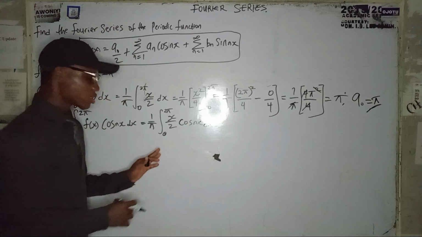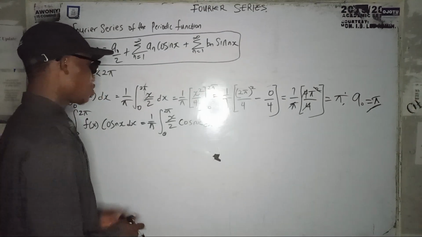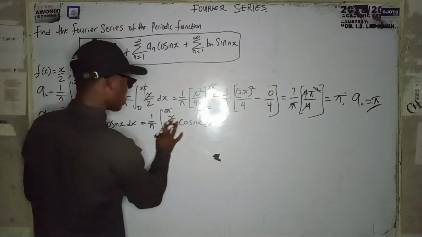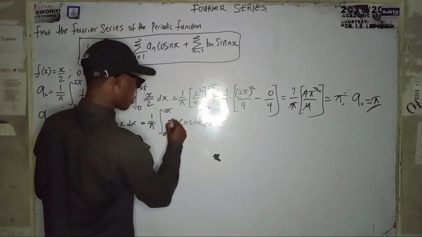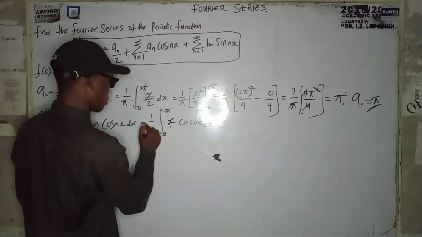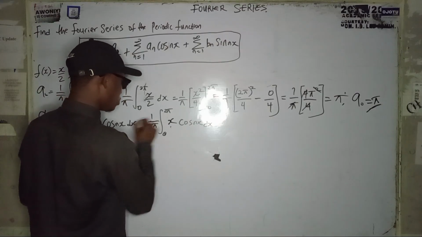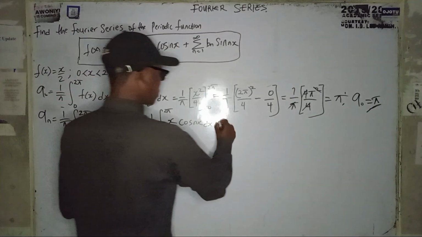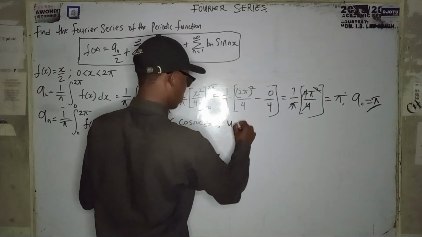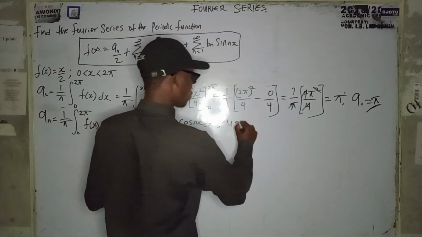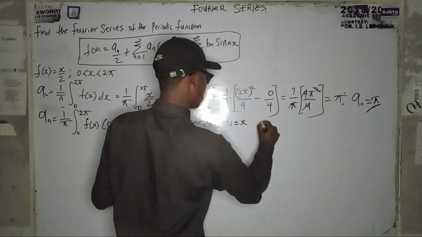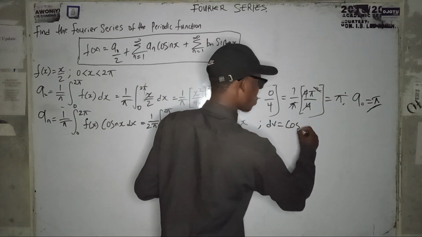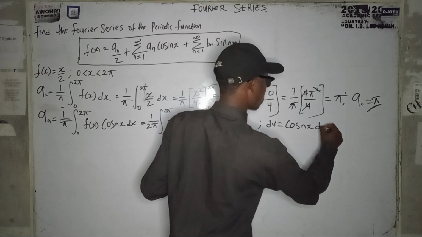So now what this resembles is that we are going to be using integration by parts. First of all, let me bring out my coefficients here. This is just going to remain x over here. I'm going to bring my 2 outside, so we have 1 over 2 pi outside here. So now using integration by parts, we have u is equal to x, and dv is equal to cos nx dx.